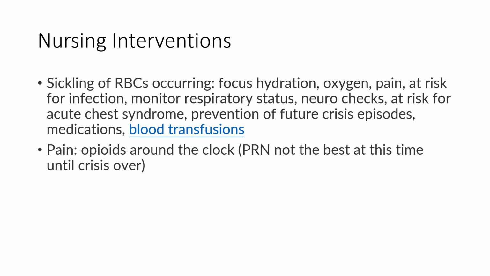And that's one of the errors that we make here. We normally give the patient morphine every 2 hours PRN for pain, but we already know as long as that patient is in crisis, they're going to be sickling. So you don't have to ask, are you in pain? They will be in pain. So you need to give them that medication every 2 hours.